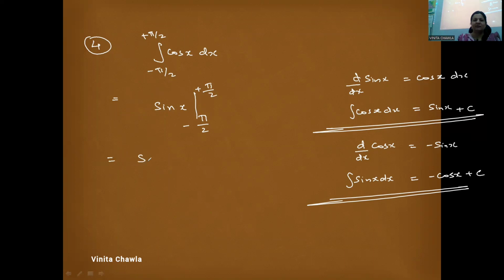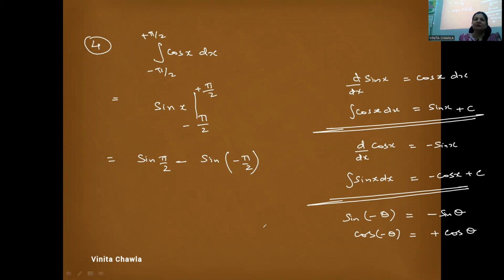First, we'll put the upper limit, sin pi by 2. Then we will put a negative sign and then sin minus pi by 2. This we had done in trigonometry. Sin minus theta is? No, you're not revising. Sin minus theta is minus sin theta. Cos minus theta is? No, it's plus cos theta. You forgot, right? You have to practice on your own.